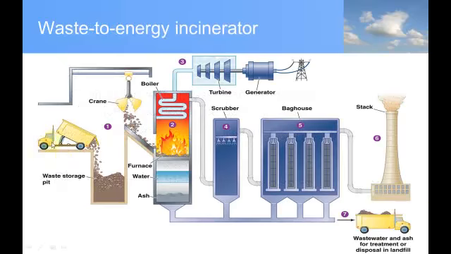So here's a typical waste-to-energy incinerator. The trash comes in and is dumped into what's known as the tipping floor. It goes into the pit. Then it's dropped by a crane into the furnace where it is incinerated. The bottom ash is collected here. The toxic materials travel up and go through the scrubber and the baghouse to capture the fly ash, and then they go into the landfill.